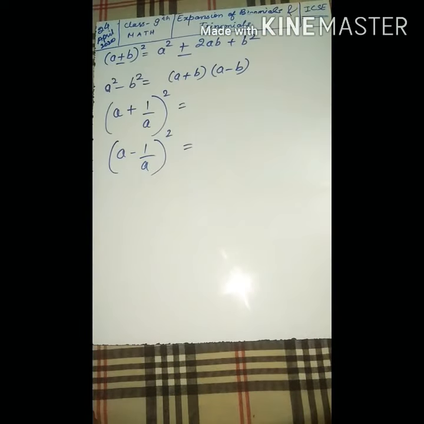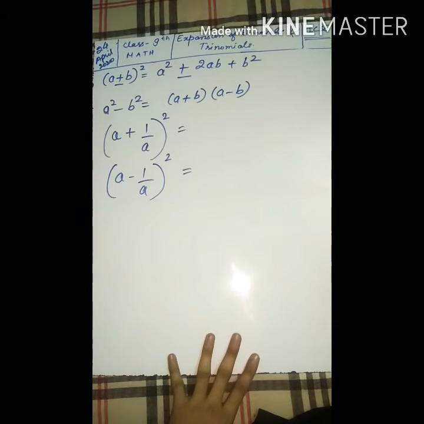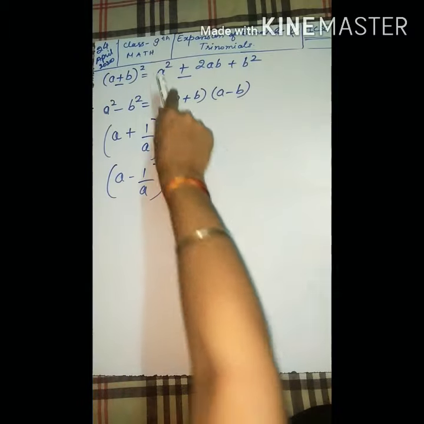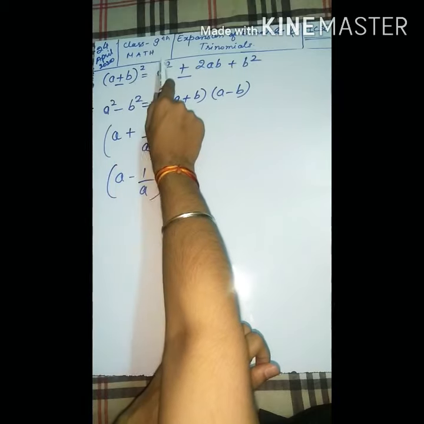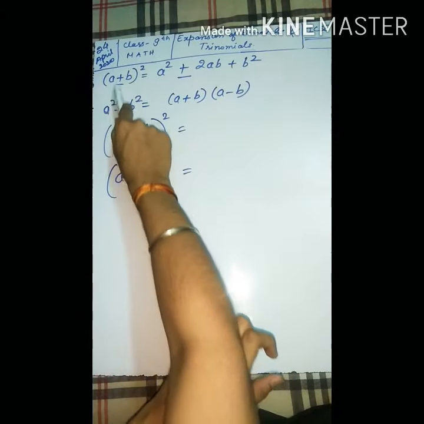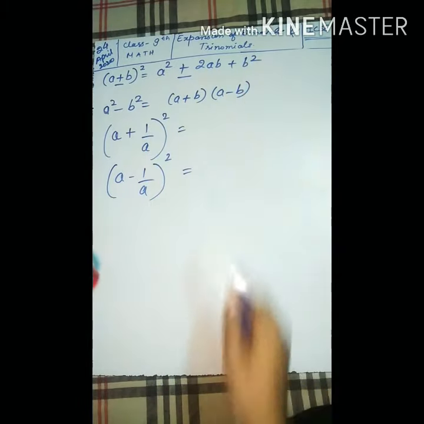Okay, these are the important identities which we are going to deal with in the chapter. So what is the very first identity, which says a plus b the whole square or a minus b the whole square. See, I have written here plus minus, which means you can go for a plus b the whole square, a minus b the whole square. If it is a plus b the whole square, it will be a square plus 2ab plus b square. And if it is a minus b, then it will be a square minus 2ab plus b square.